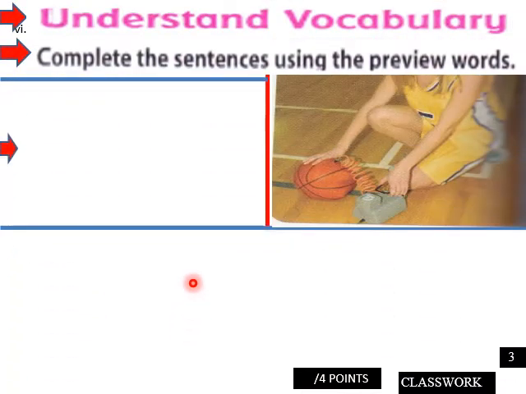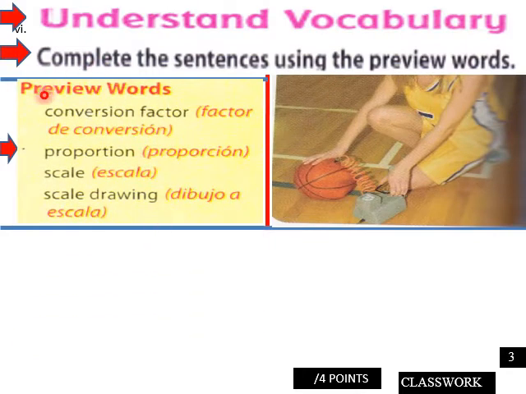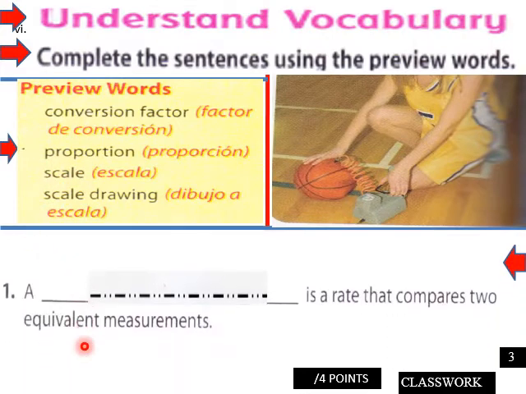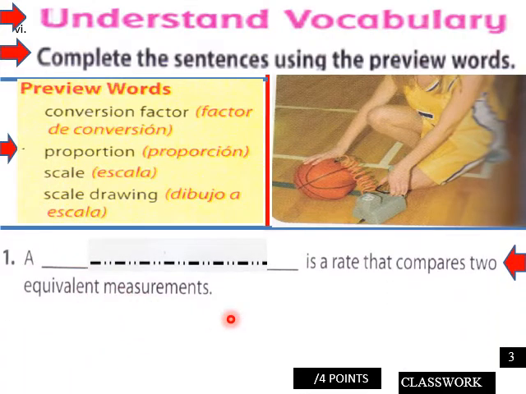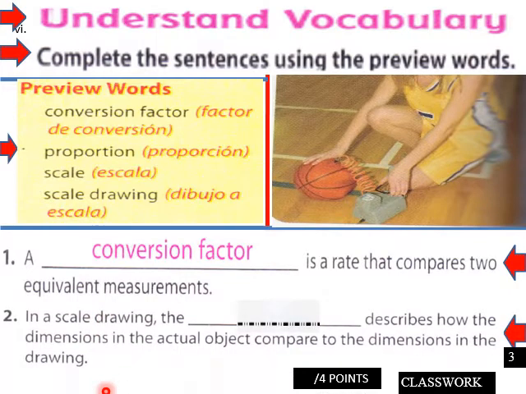Understanding our vocabulary, complete the sentences using the preview words. Here are our preview words again: conversion factor, proportion, scale, and scale drawing. A blank is a rate that compares two equivalent measures. So a conversion factor. In a scale drawing, the blank describes how the dimensions of the actual object compare to the dimensions in the drawing. The scale.